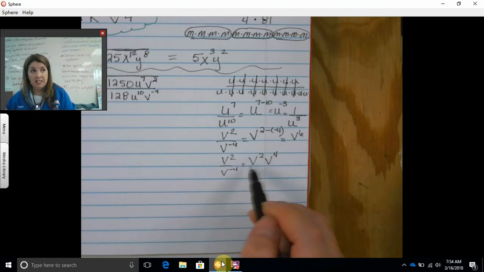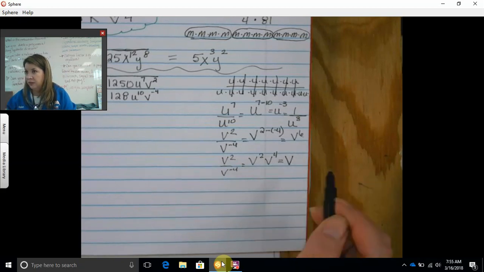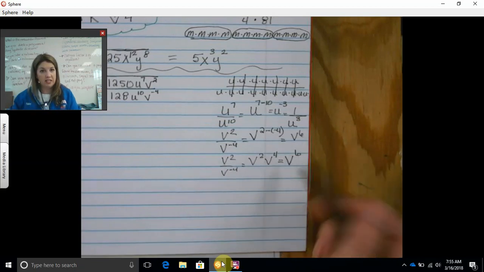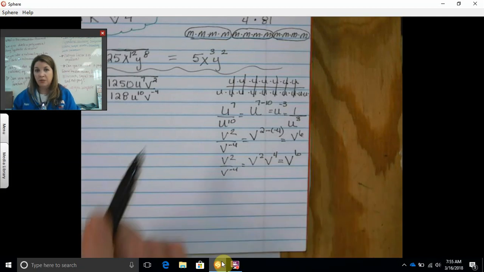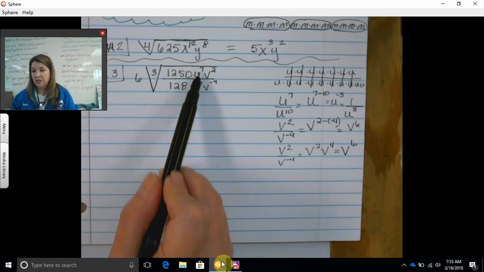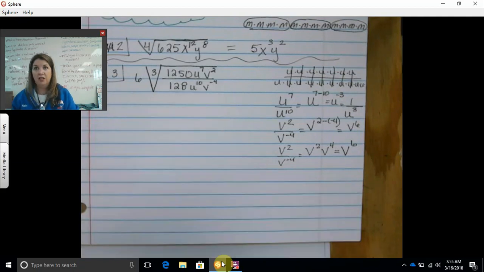We already have v's there, so when you multiply and you have like bases, the rule says keep the base and do what to the exponents? Add them. So 2 plus 4 is 6. Either way, we get the same thing. So when we simplify this, I'm going to rewrite it. I'll put u cubed in the denominator, and we'll simplify this to v to the 6th in the numerator.